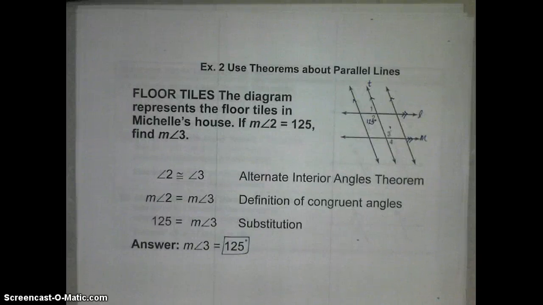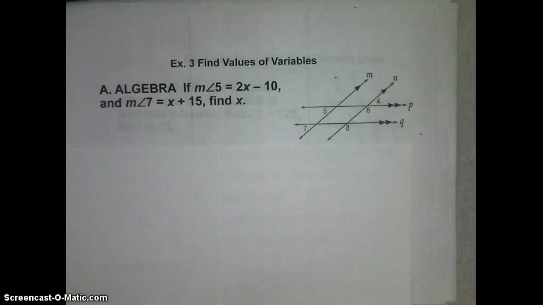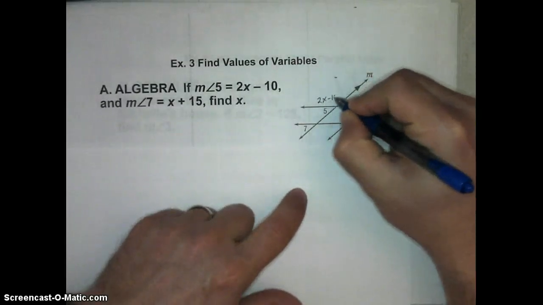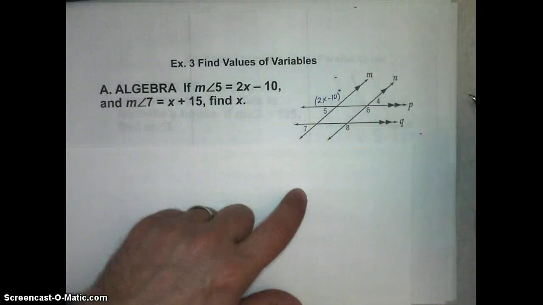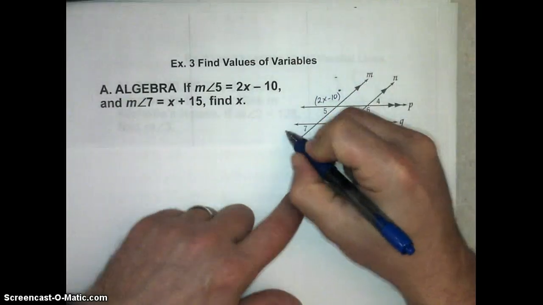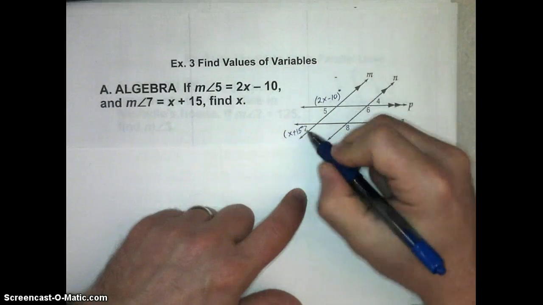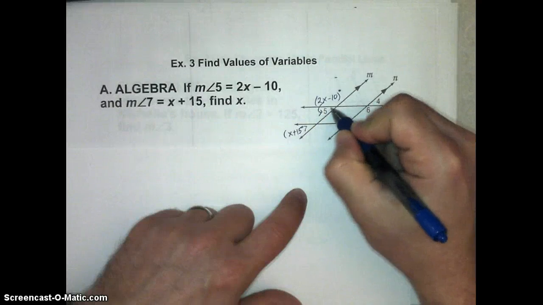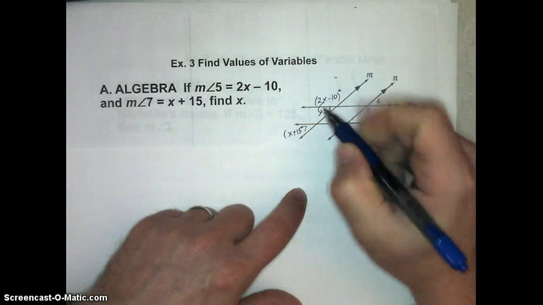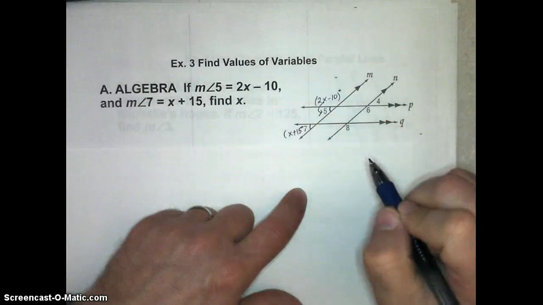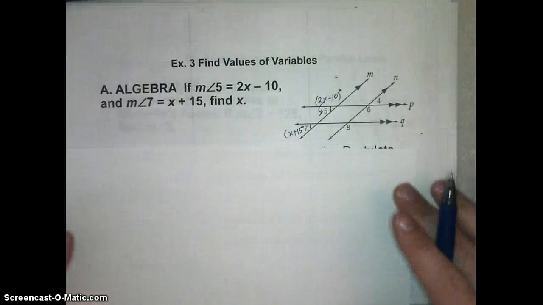All right, let's take a look at example 3. Example 3a, we're going to use some algebra skills here. We are given that the measure of angle 5 is represented by 2x minus 10, and the measure of angle 7 is x plus 15. Now, angle 5 is this angle. Angle 7 is this angle. Because these lines are parallel, 5 and 7 have to be congruent because they're corresponding angles. And so this is what we should see.